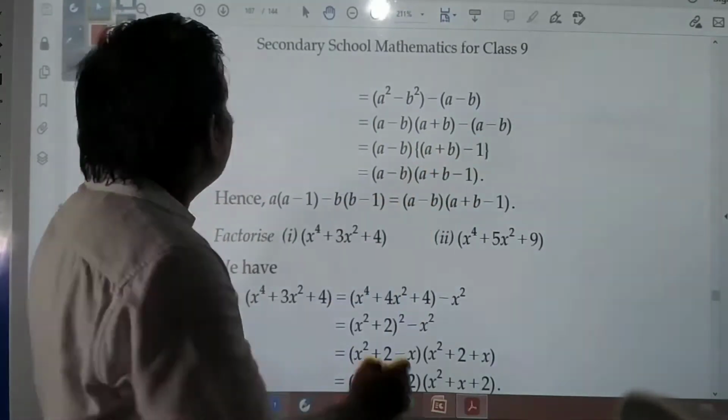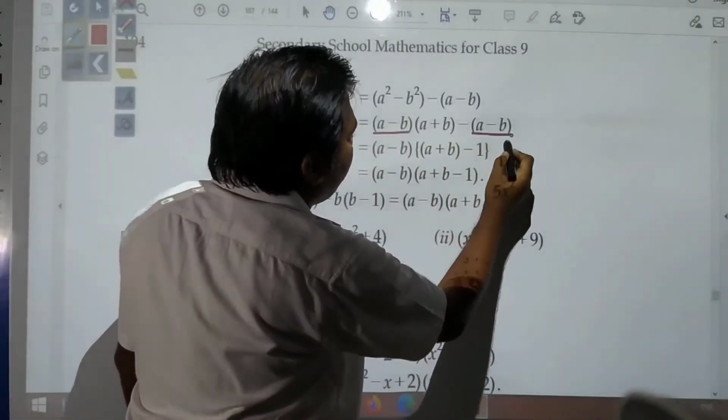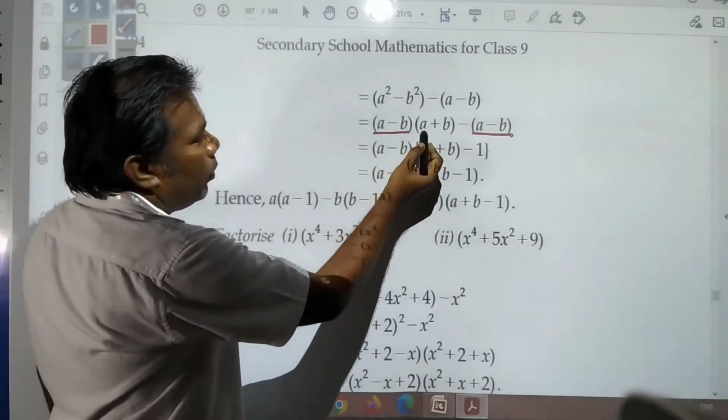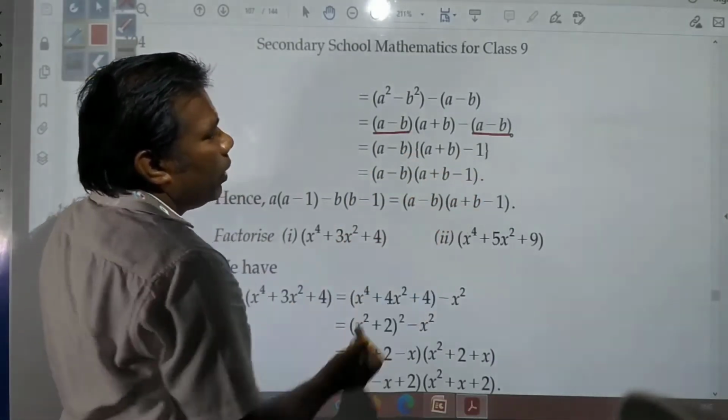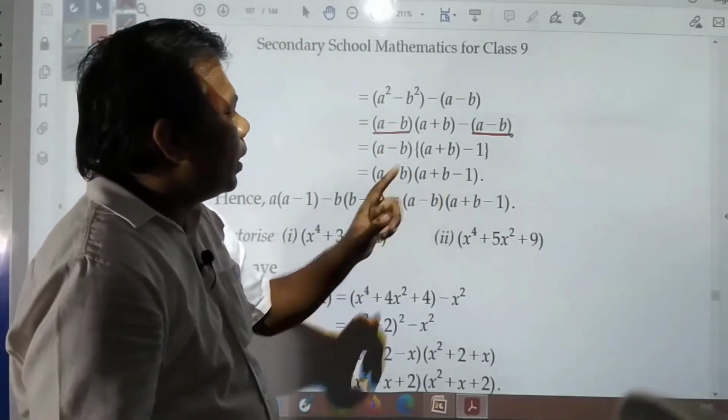Now the common factor can be taken out. Here you see a − b you have, here also a − b. a − b has been taken out common. You will be left with a + b − 1, and this will be your answer: (a − b)(a + b − 1).